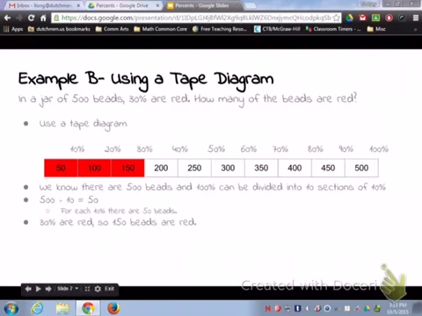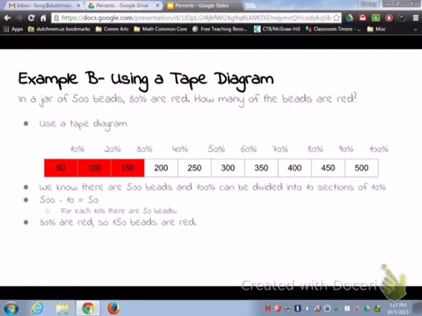Another way to look at this is by using a tape diagram. So we still have the same problem. In a jar of 500 beads, 30% are red. How many of the beads are red? We're going to use a tape diagram this time. So here you can see I have a tape diagram. It is basically just a line divided up.